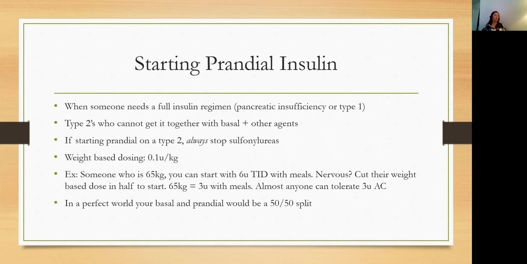And then technically in a perfect world, if you have a full insulin regimen, you want your basal and prandial to be a 50-50 split. So if you were going to give somebody 3 units with each meal, that would be 9 units total of prandial insulin. So you'd want to give them like 9 units of Lantus. So long and short acting should total up to be about a 50-50 split. It's never going to be exactly 50-50, but you want it to be close. The main thing is that you don't want somebody to be on like 40 units of Lantus and then like 2 units with meals, because it's just not really working the way it should. Does that make sense? Okay.